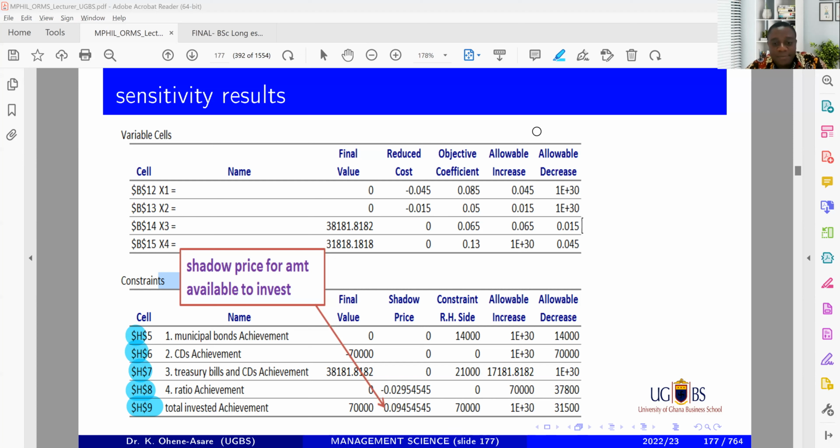Okay, go ahead. Yes, sir, that will be the total investment achievement. The final value of that one was 70,000, and the right-hand side contained the 70,000. And the shadow price was 0.0 now. So when you invest in that one, that is when you will get more profits. Okay, why will you get more profit? I want to understand. And not more profit, but more return. Why will you get more return? But because the shadow price is 0.09. Not really because the shadow price is 0.09.